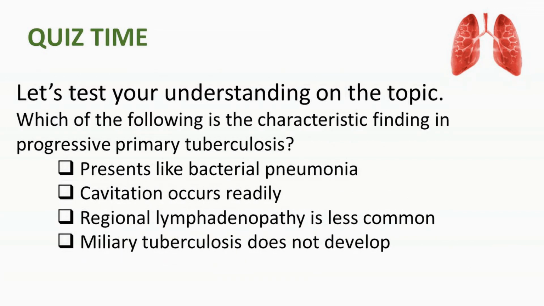What is the characteristic finding in progressive primary tuberculosis? Presence like bacterial pneumonia. Cavitation occurs readily. Regional lymphadenopathy is less common. Miliary tuberculosis does not develop.